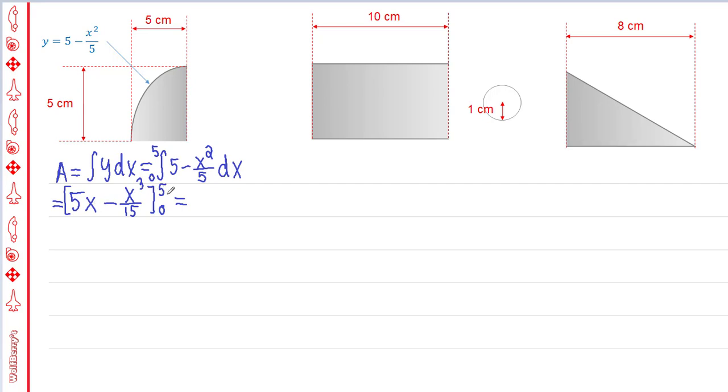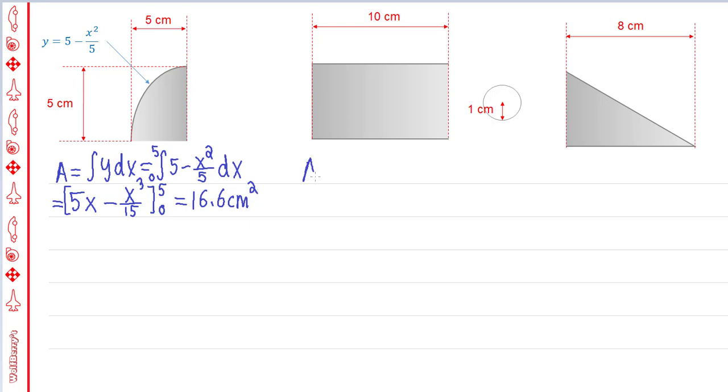Put 5 in here and 5 in here. 5 times 5 is 25. 5 to the power 3 is 125, divided by 15. In the end, this gives you an area of 16.6 centimeter squared. That's the area of the curve, or the area under the curve.